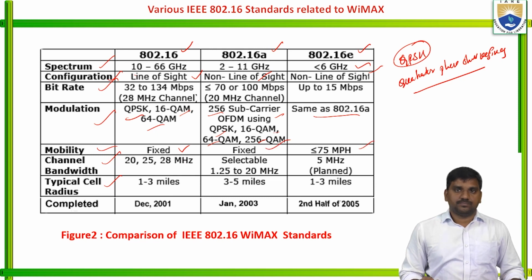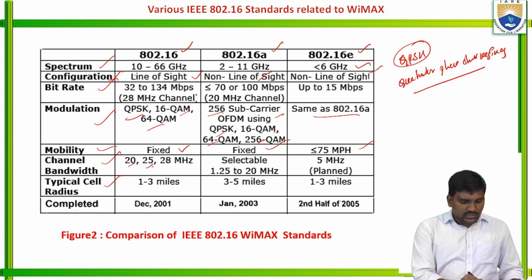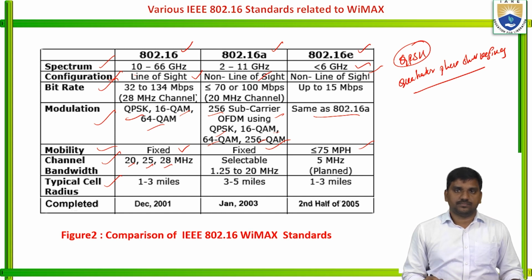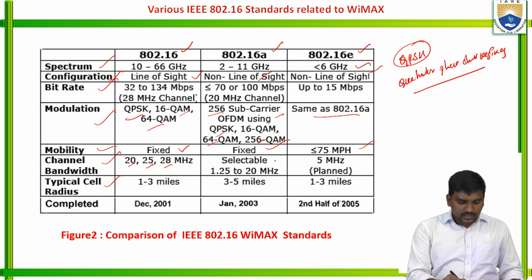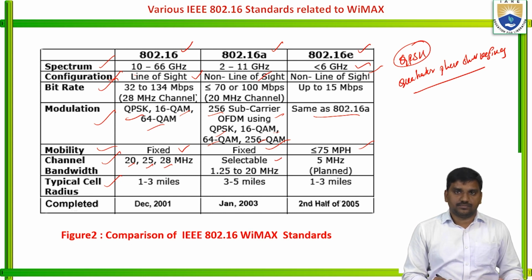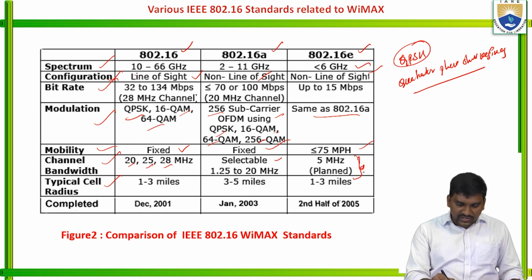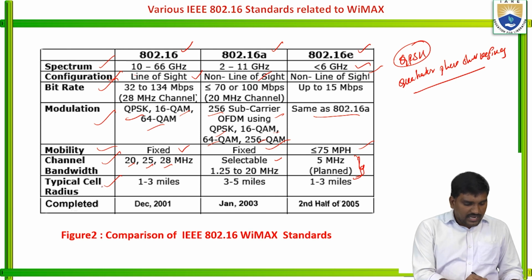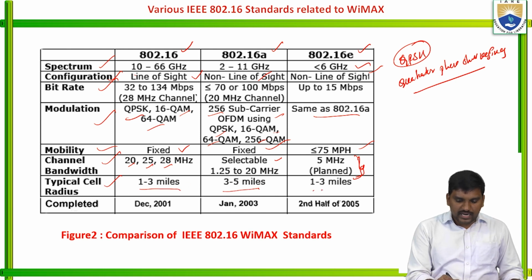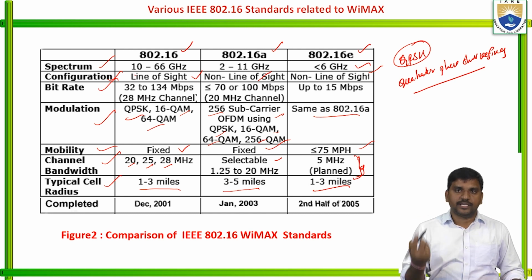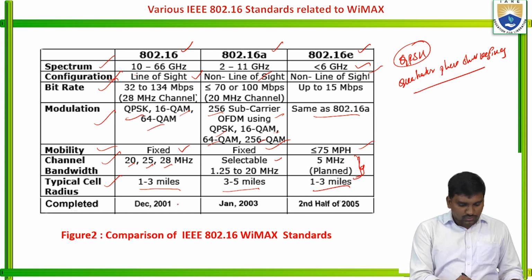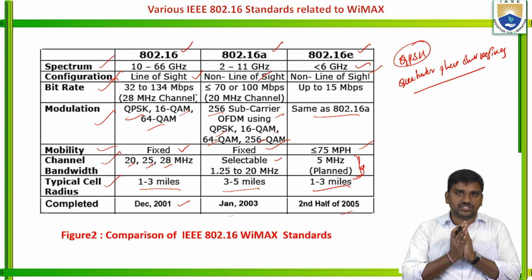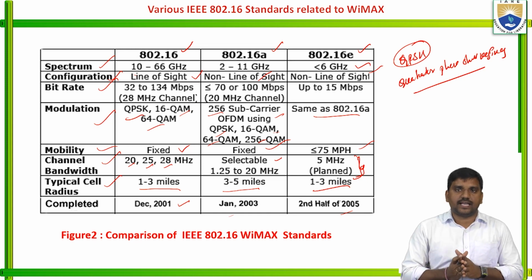Next, in terms of mobility, it is fixed, less than or equal to 75 mph. Next, in terms of channel bandwidth, it is 20, 25, 28 megahertz for 802.16. For 802.16A, it is selectable from 1.25 to 20 megahertz. Next, 5 megahertz is the predefined channel bandwidth for 802.16E. Next, the typical cell radius is 1 to 3 miles, 3 to 5 miles, and 1 to 3 miles for 802.16E. Next, completion: December 2001, January 2003, and the second half of 2005. So these are some technical comparisons of the IEEE 802.16 WiMAX standards: 802.16, 16A and 16E.